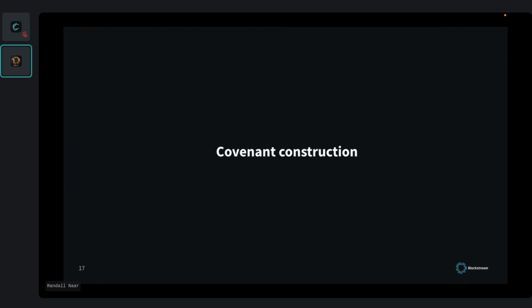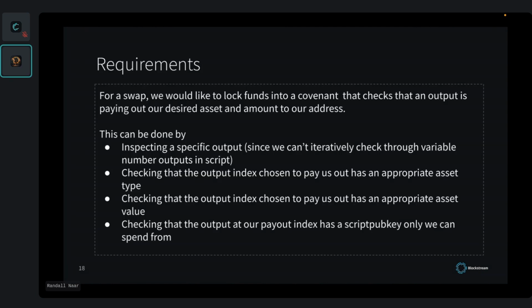So we can start getting into covenant construction, but I did want to go through some requirements first. I want to start with a stated objective to try and elicit some of these requirements. And the objective is, for a swap, we would like to lock funds in a covenant that checks that an output is paying out our desired asset in amount to our address. So, whether something gets spent should pretty much solely rely on whether we get what we want for it, right?